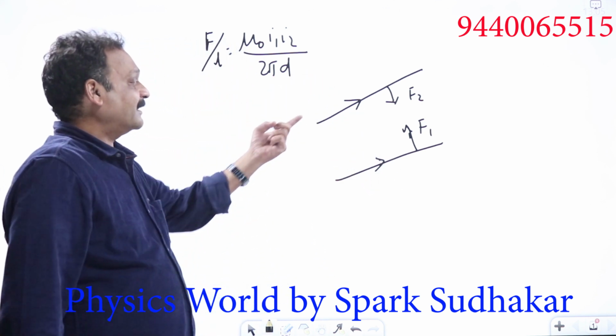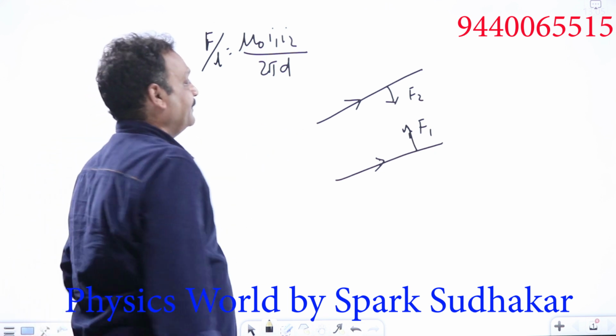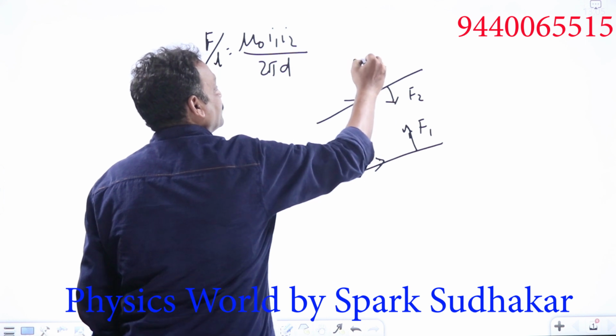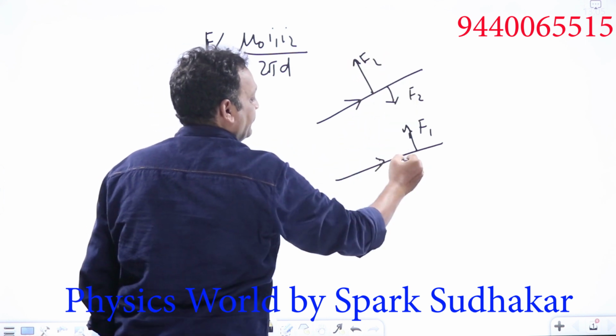When the currents are in opposite directions, what will happen? When you reverse the direction of the current, this F2 will act this way, and this F1 will be acting like this.